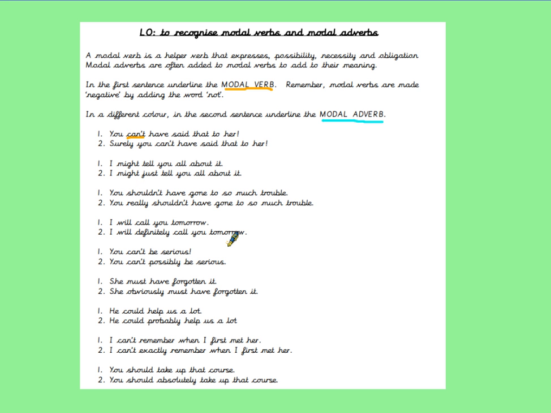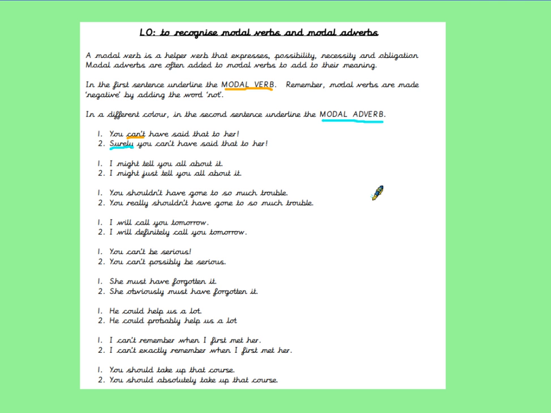So let's read the sentence together. Surely you can't have said that to her. So I know that what's added description to my modal verb is the word surely, which adds possibility to it. Surely you can't have said that to her.